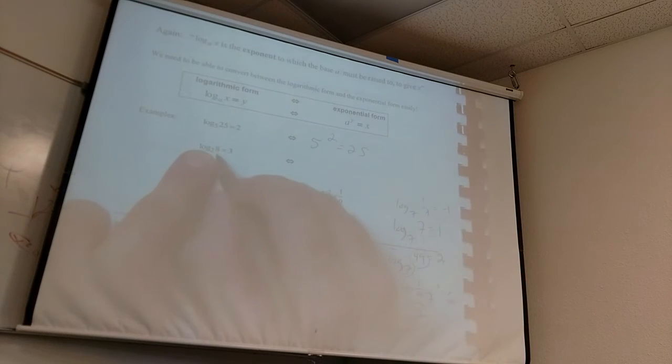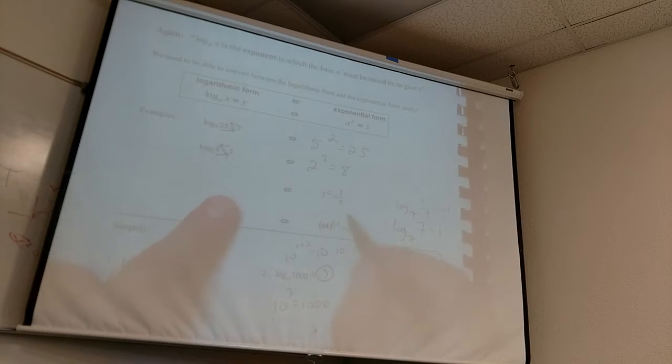Now watch this. Here's how this works. Why is this true? Because 2 to the third is 8. 5 squared is 25. How do you switch it back? Now we're going to do it backwards.